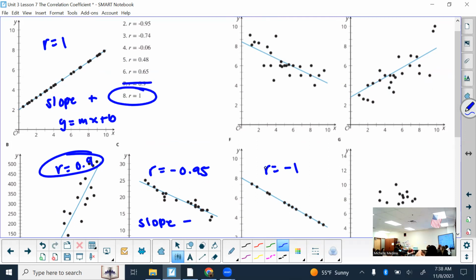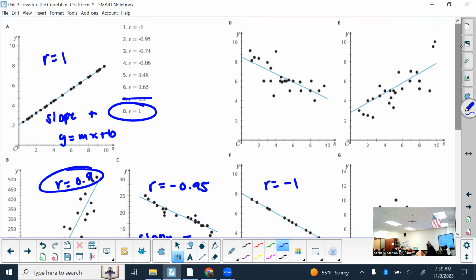When you get asked that on your test, like on your constructed response, you gotta tell me if it's strong or weak and positive or negative. Questions on that? Okay, so then table 2, we're on D. What R value would you estimate?